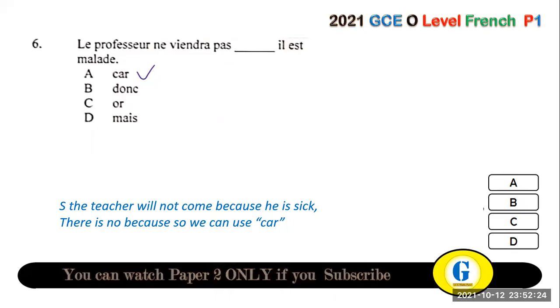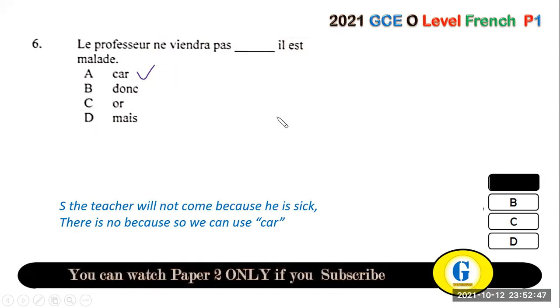Le professeur ne viendra pas parce qu'il est malade. Here we can use car. Donc, we cannot use donc because donc means therefore. The teacher will not come, therefore he's sick. This one does not make sense, right? We can also use or. So the teacher will not come or he's sick, and then mais. We cannot also use mais. Mais is but, right? So the best option here is car. Le professeur ne viendra pas car il est malade.